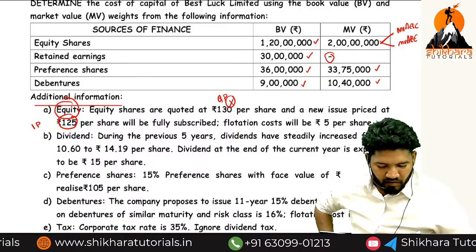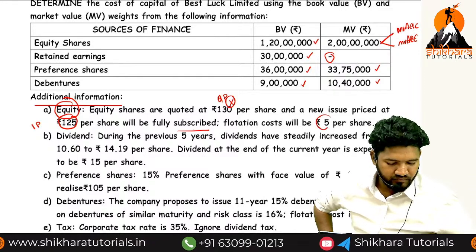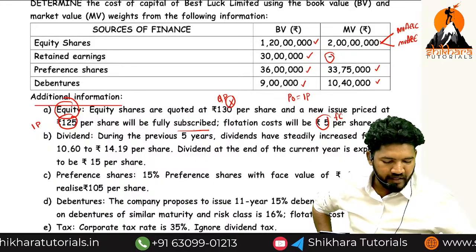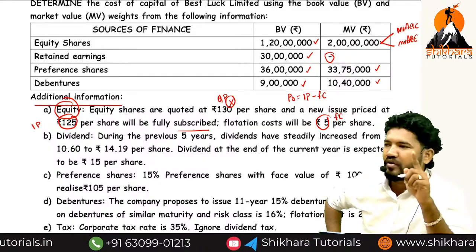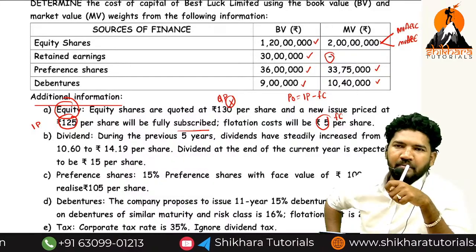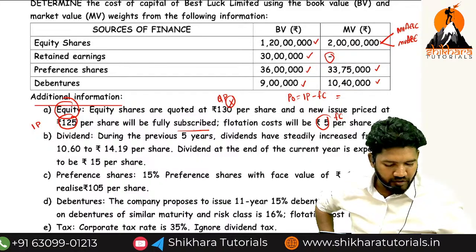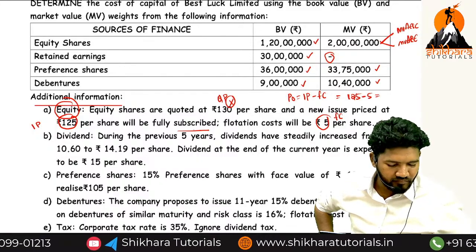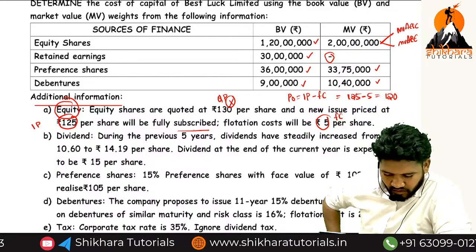Next, fully subscribed. Flotation cost will be 5. Now how to calculate P0? Issue price minus flotation cost. Here I am calculating P0 with the help of issue price minus flotation cost. Now what about the issue price? 125. Flotation cost 5. So 120.